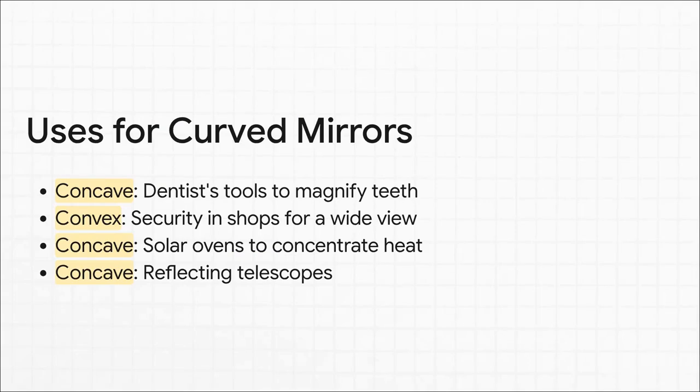That little mirror the dentist uses, that's concave, to get a magnified view of your teeth. The big bubble mirrors in the corner of a store for security, that's convex, for a wide-angle view. People even use giant concave mirrors in solar ovens to focus sunlight and cook food. And of course, massive reflecting telescopes use them to capture the faint light from stars billions of miles away.